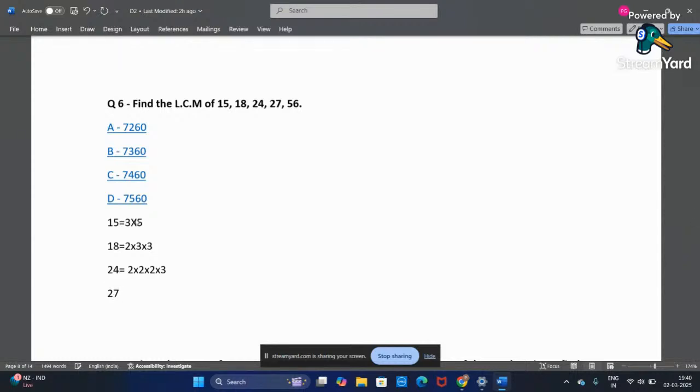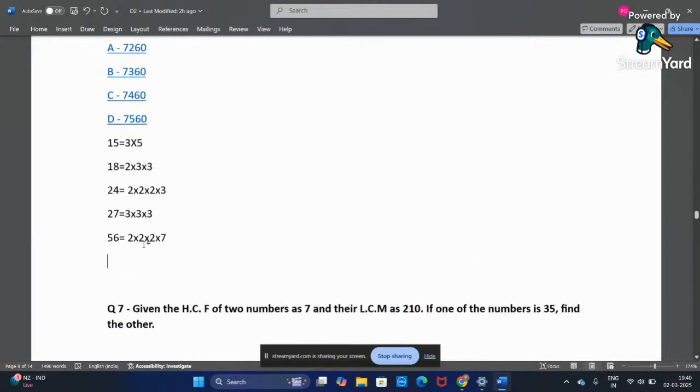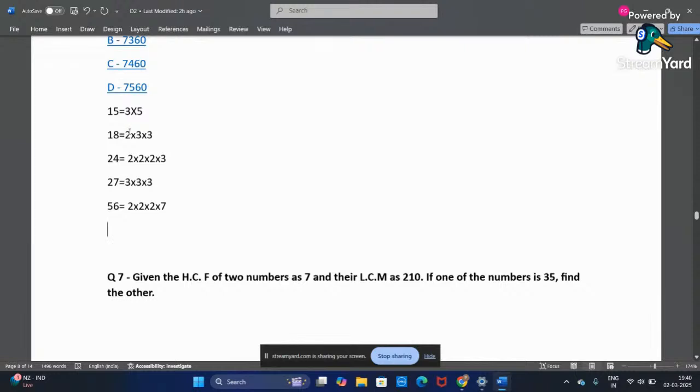For 27, what you are getting? 3 into 3 into 3, right? For 56, what are digits you are getting? 2 into 2 into 2 into 7. Got the same, right? You all got the same values, right? Okay. Now, what you have to do, you have to find least common factor.